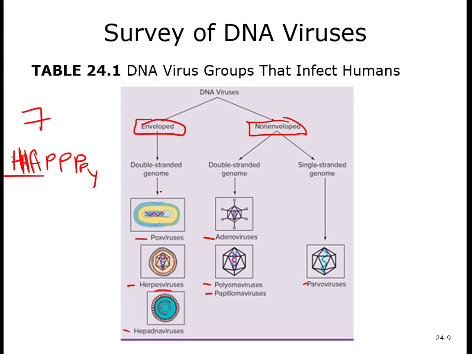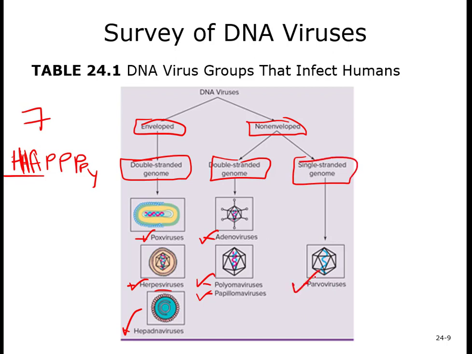All the enveloped DNA viruses are double-stranded DNA, and they are the poxvirus, herpes, and hepadna. And then the non-enveloped, there's either the double-stranded DNA, which is adeno, polyoma, and papilloma, and then that one single-stranded DNA group are the parvoviruses, also non-enveloped. So this is the order we're going to go through today.